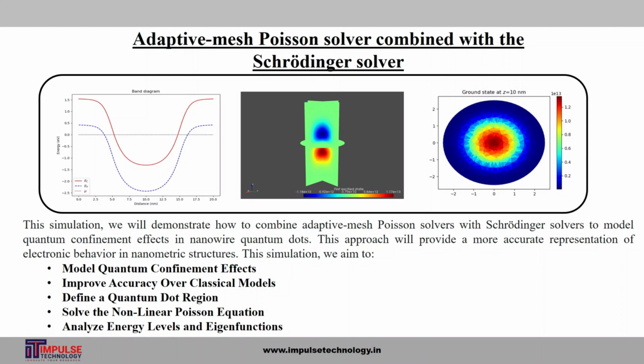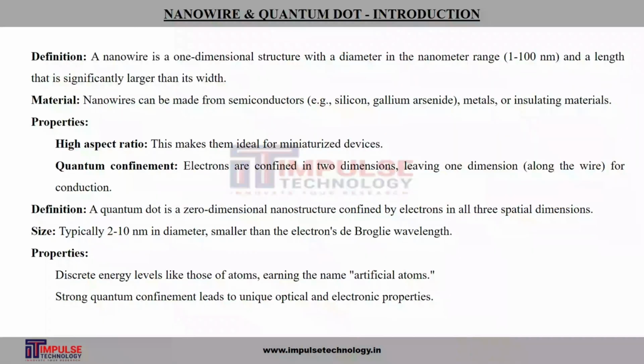Before moving to the simulation part, let's learn about the key terms used in this simulation. Let's talk about a nanowire and a quantum dot. A nanowire is like a very thin wire, much thinner than a human hair. It is so small that its diameter is measured in 1 to 100 nanometers, which is a billionth of a meter. Nanowires can be made from various materials like silicon, metal, or even insulating materials.